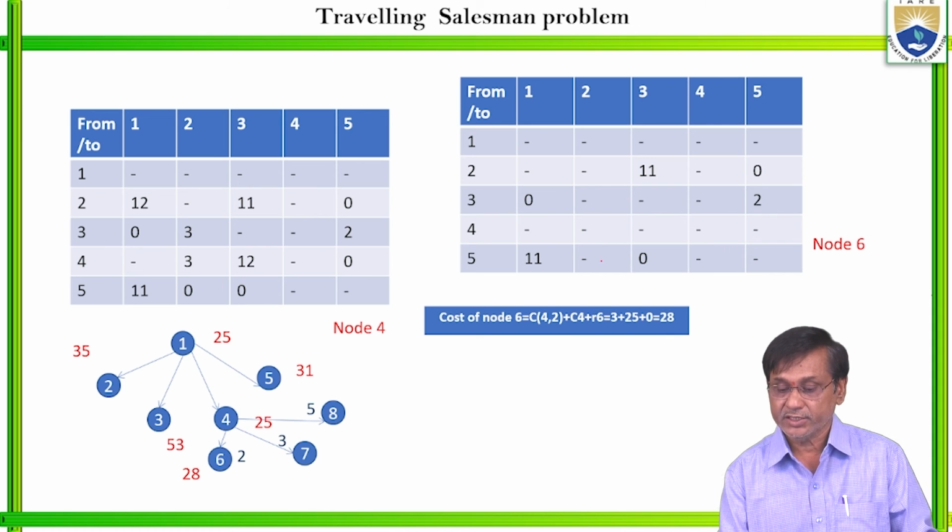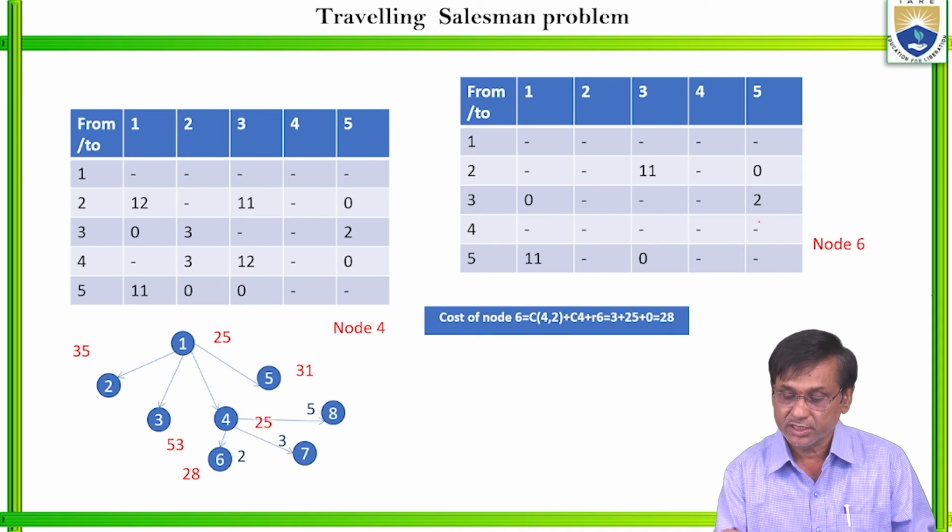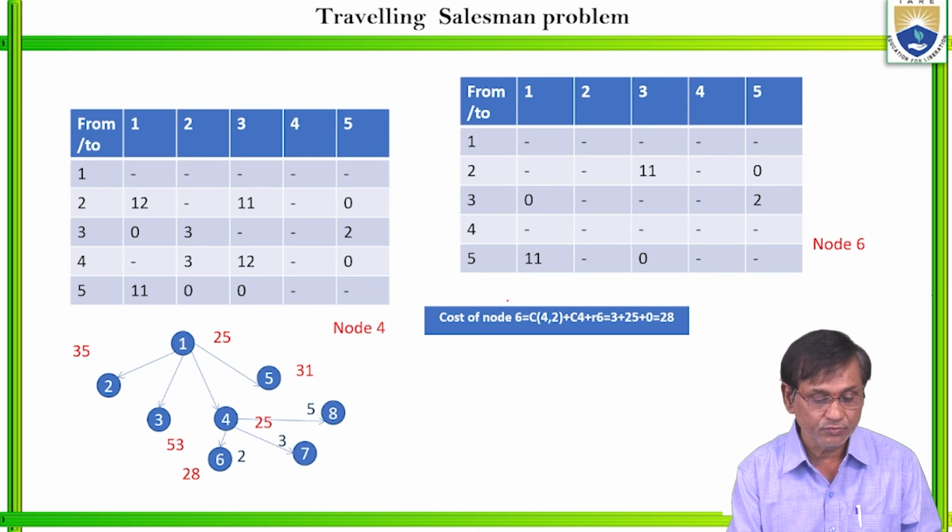After modifying it, we have to check, is there any possibility to reduce it? Here there is no possibility to reduce it, so the reduction value is 0. Now calculate the cost of node 6, that is C of 42. What is the value of C of 42?